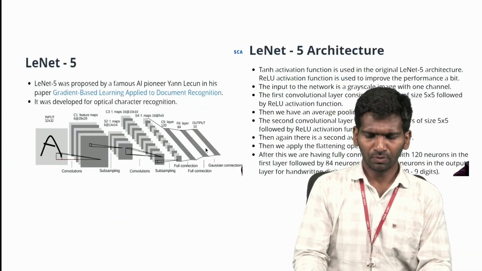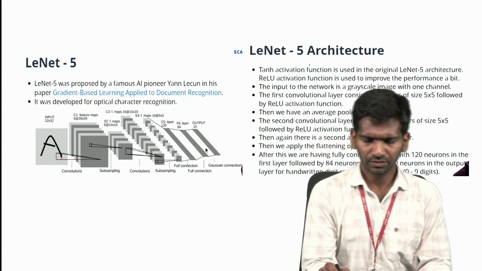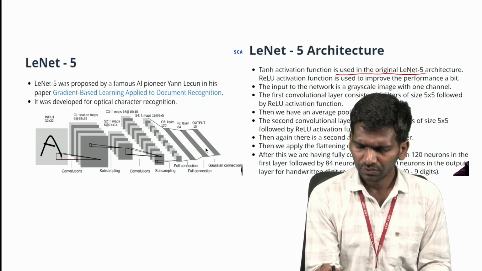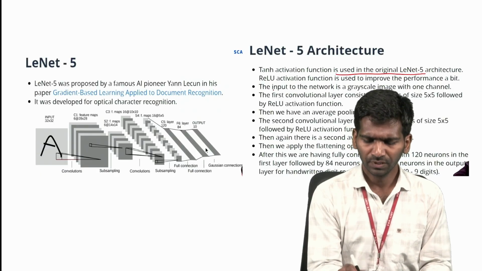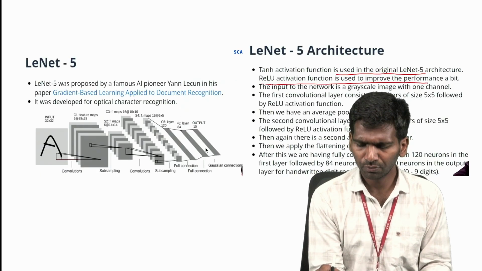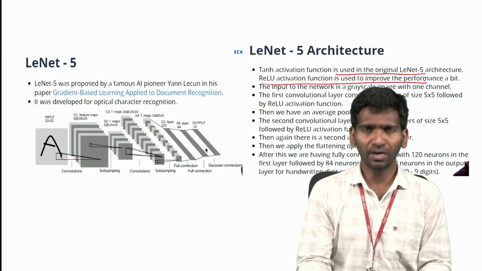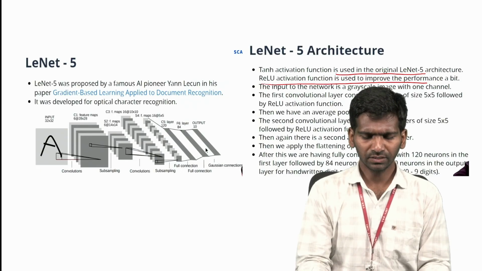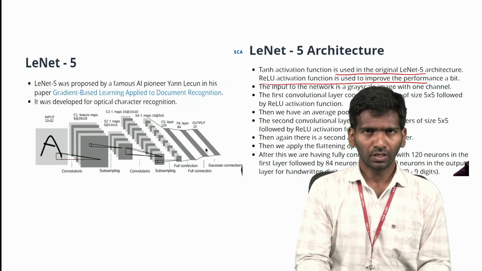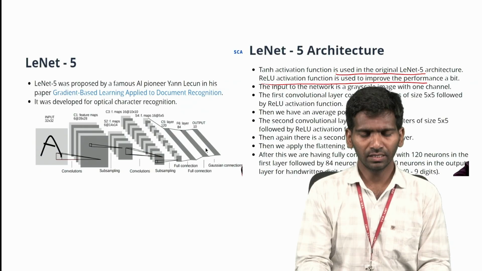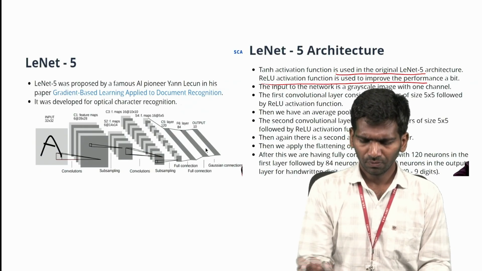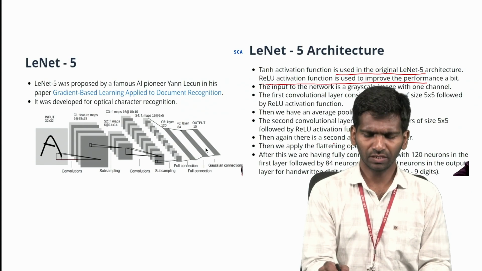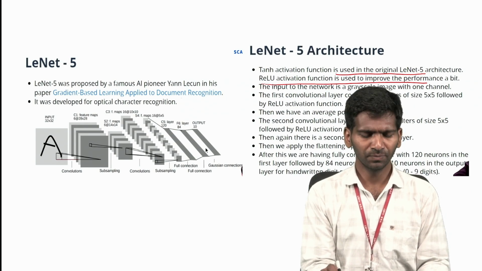So LeNet 5, what is the specialty of this LeNet 5 architecture? You could see tanh activation function is used in the original LeNet 5 architecture. Okay. Then ReLU activation function is used to improve the performance a bit. So these two activation functions are used in LeNet 5. Apart from this, we have convolution layers, pooling layers, and then some flattening layers and all. So we will be seeing all those things in the architecture.